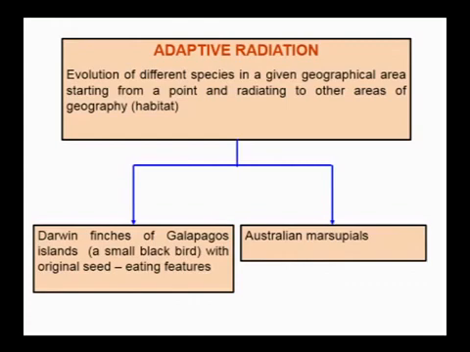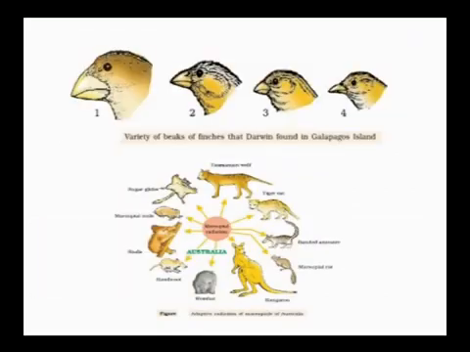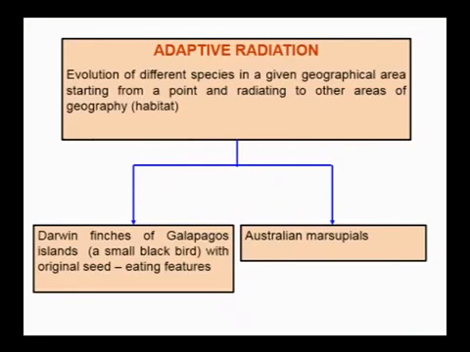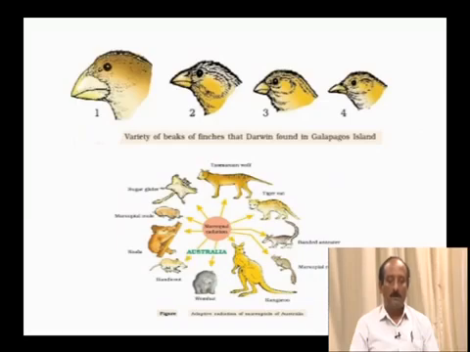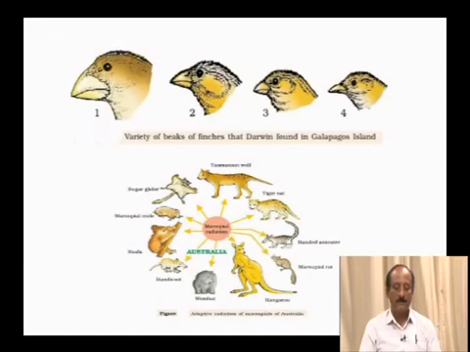Coming to adaptive radiations. Adaptive radiation is defined as the evolution of different species in a given geographical area starting from a point and radiating to other areas of geography. The best examples for adaptive radiations are Darwin's finches of Galapagos Islands and marsupials of Australia. Darwin's finches are small black birds with original seed eating features. In marsupials of Australia, different varieties of marsupials were restricted to that particular continent.